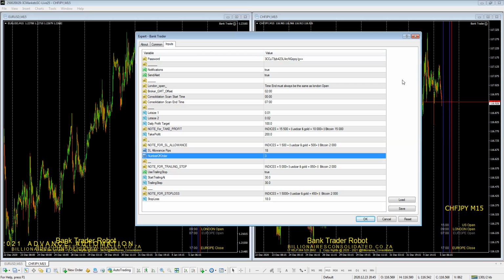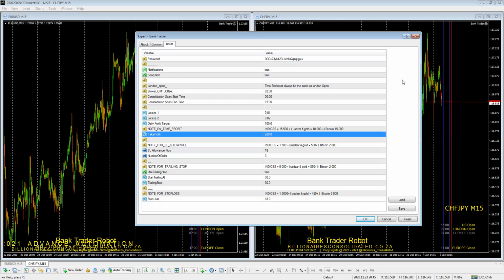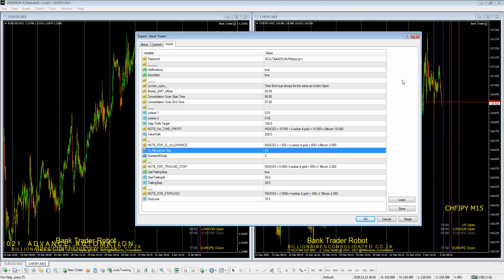Number of orders can apply as you wish. Number of orders applies to the buy limit and the sell limit. Okay. Trailing stop, so set it true by default. You can change it if you wish.